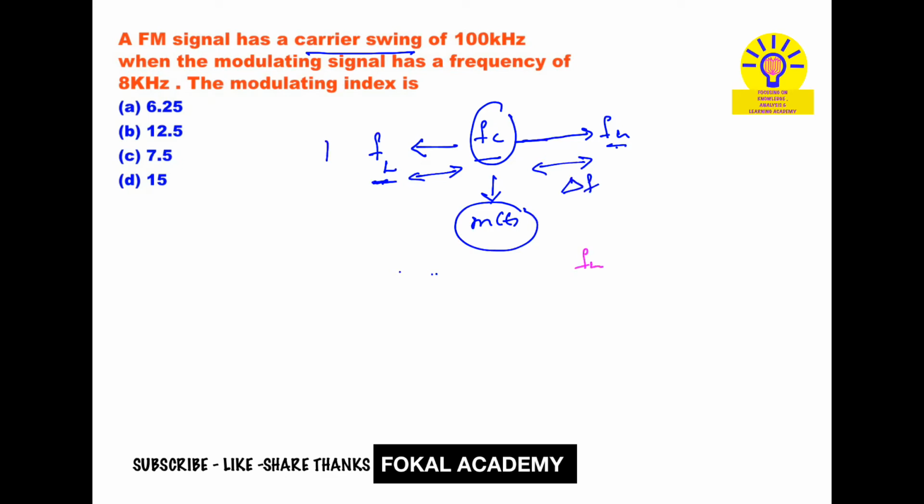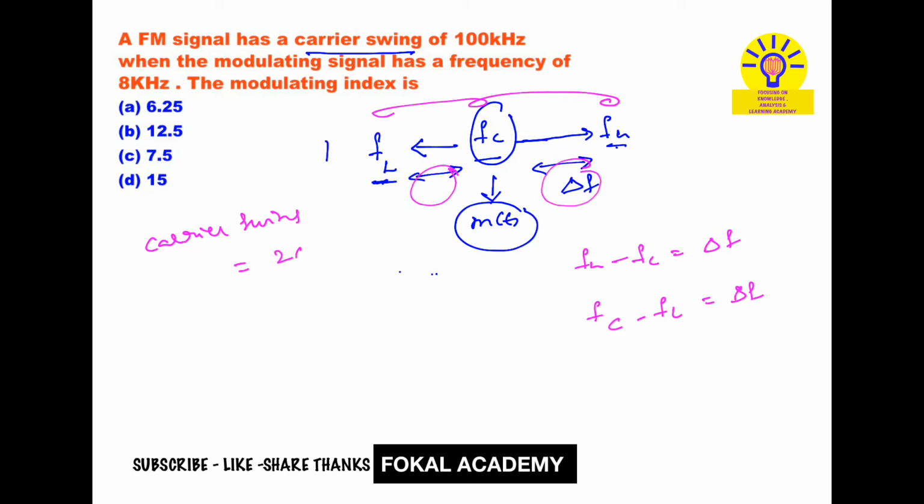Mathematically, upper frequency minus carrier frequency is equal to the frequency deviation, or carrier frequency minus lower frequency is equal to the frequency deviation. This total change during the FM modulation is called the carrier swing, and that is equal to delta f plus delta f, so 2 delta f. From the problem, the carrier swing is given as 100 kHz, so the frequency deviation delta f is equal to 50 kHz.